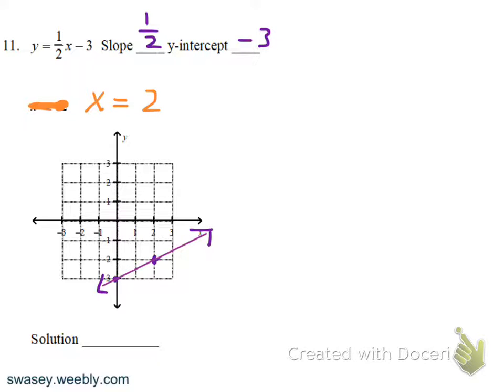So find 2 on the x-axis. The reason we're looking at the x-axis is because x is the only letter mentioned here. So draw your vertical line. X equal to a number is always a vertical line, y equal to a number is always horizontal. And so we see a solution set at 2, -2.